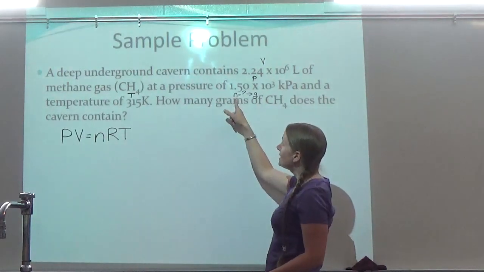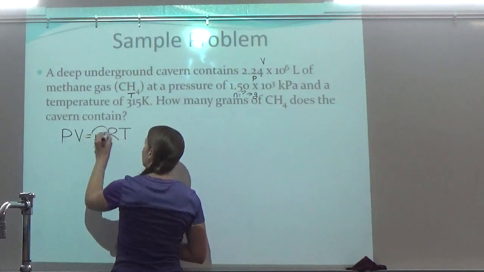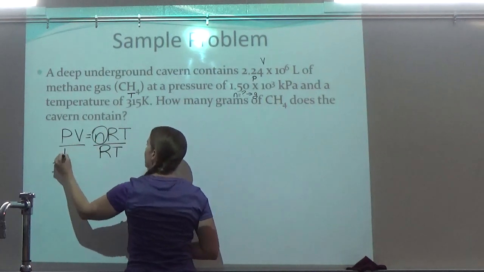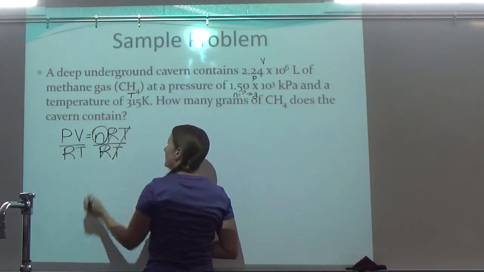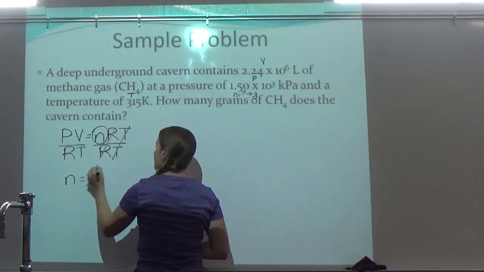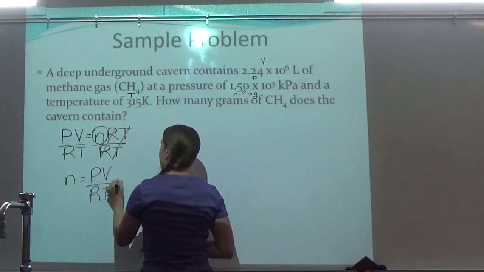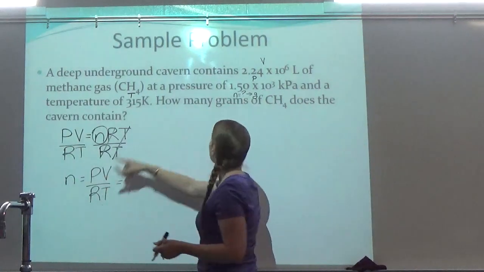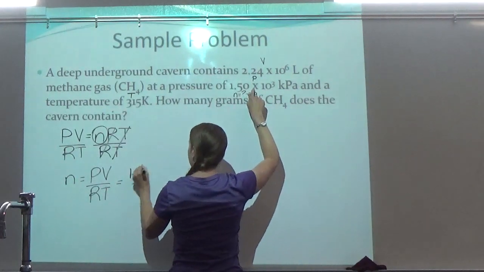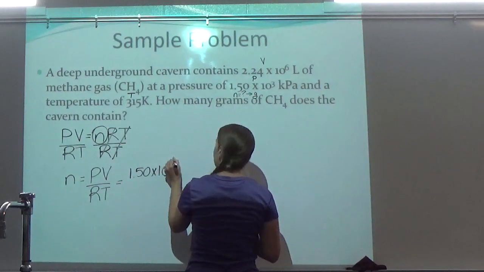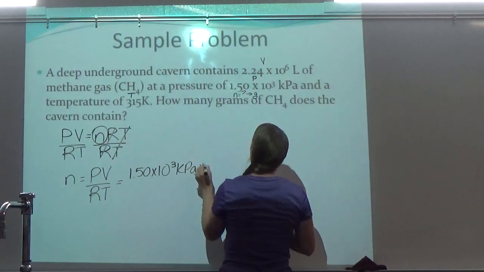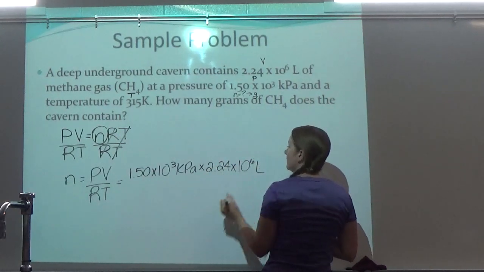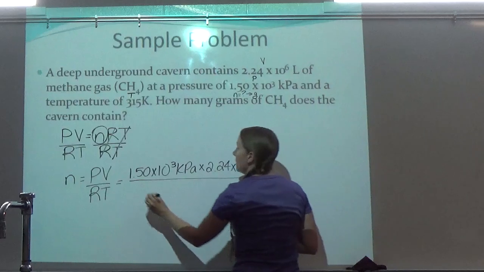Once I realize I'm solving for N, I need to rearrange my formula. I need N to be alone, so I divide both sides by R and T. So they cancel on that side, so N is P times V over R times T. And since I've labeled everything as I always do, it's super easy to plug in. So my pressure is 1.50 times 10 to the 3 kPa. My volume is 2.24 times 10 to the 6th liters, over my R value.